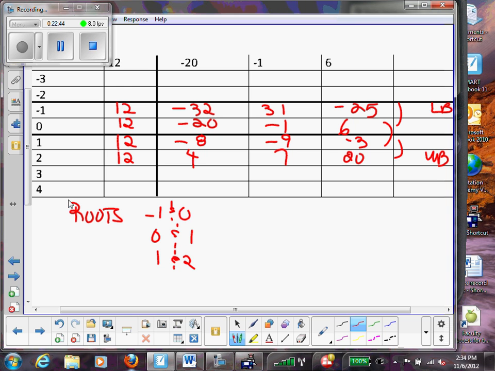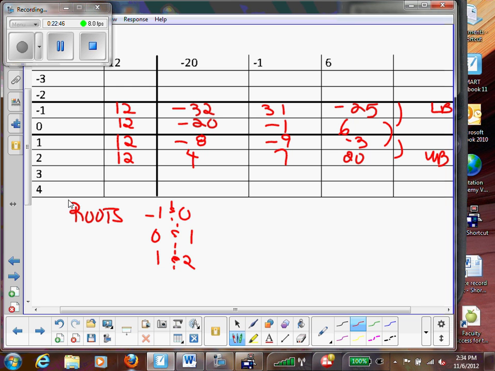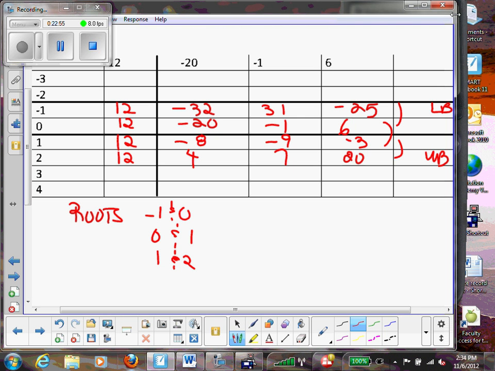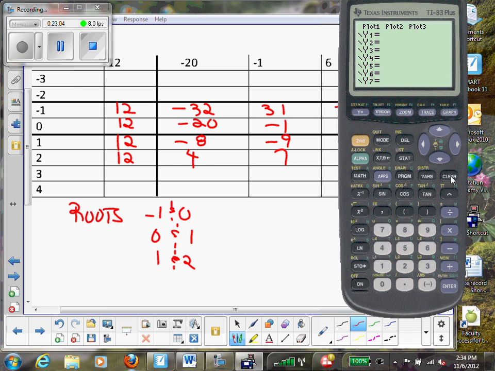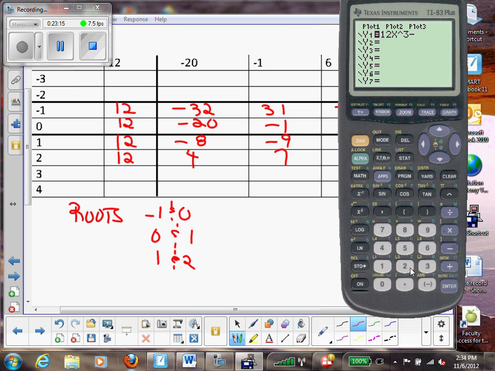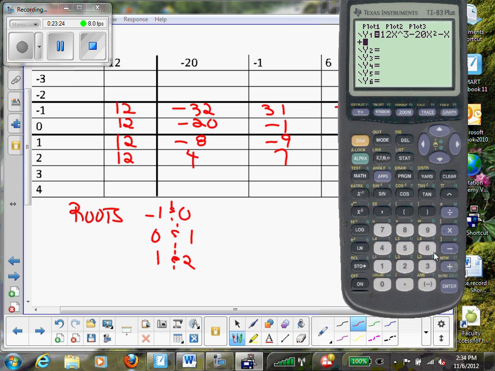Okay, so there's a couple problems where they say, tell me what the roots are going to be to the nearest tenth. And so you have to use your calculator for this one. All right, so let's get our calculator back out. And let's plug this equation in. And this equation is 12x cubed minus 20x squared minus x plus 6.